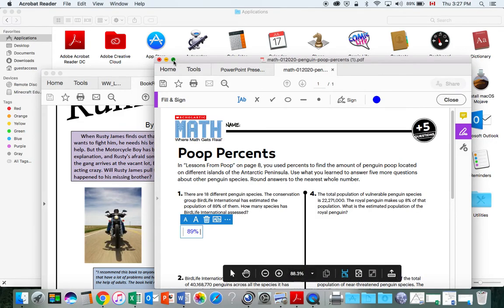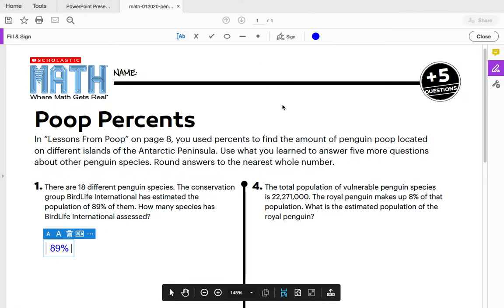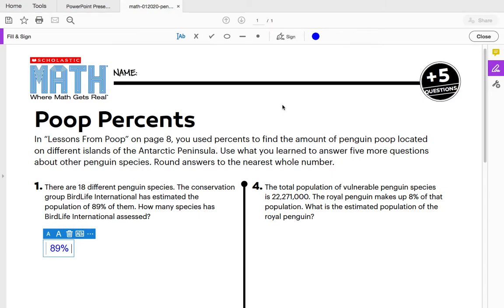Hi class, I'm going to talk about converting percentages. So there's two different ways we do it. First way is when you want to find out what the value of a percent is.